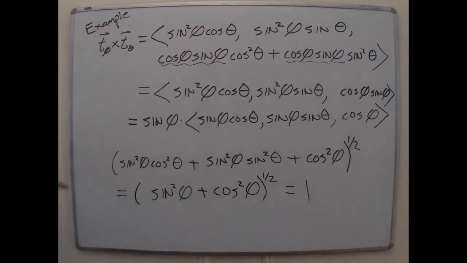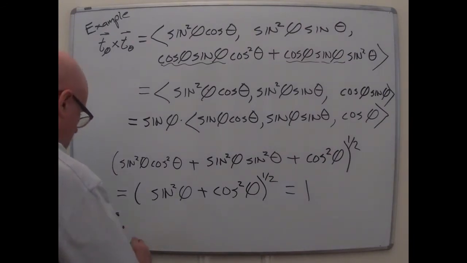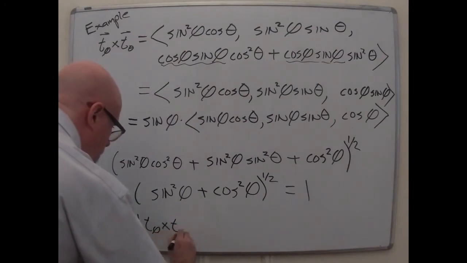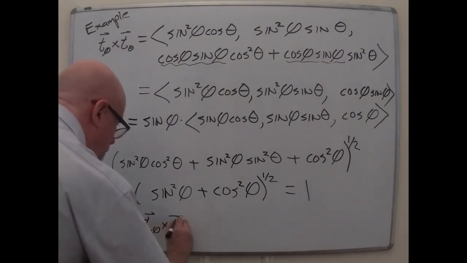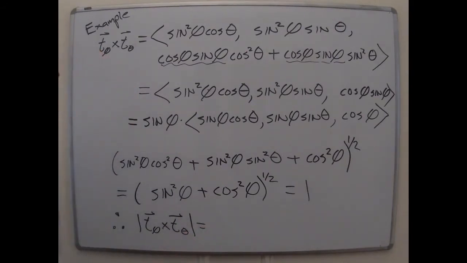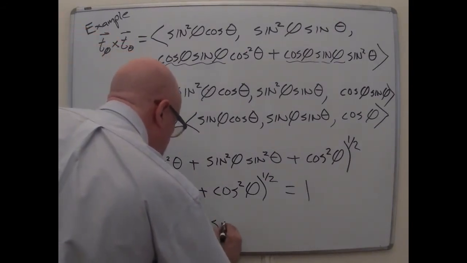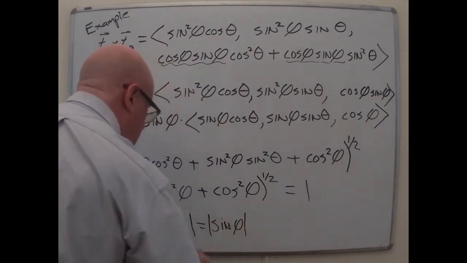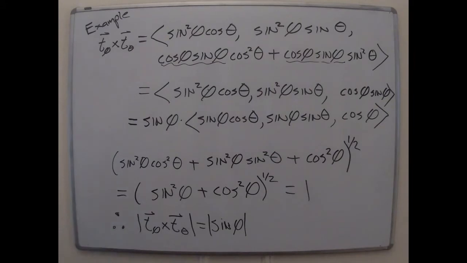Like I said, that means the length of t phi cross t theta is just this extra factor that we have on there: sine of phi. Well, technically, it's the absolute value of the sine of phi because sometimes sine of phi will be negative, and the length of a vector is never a negative thing.